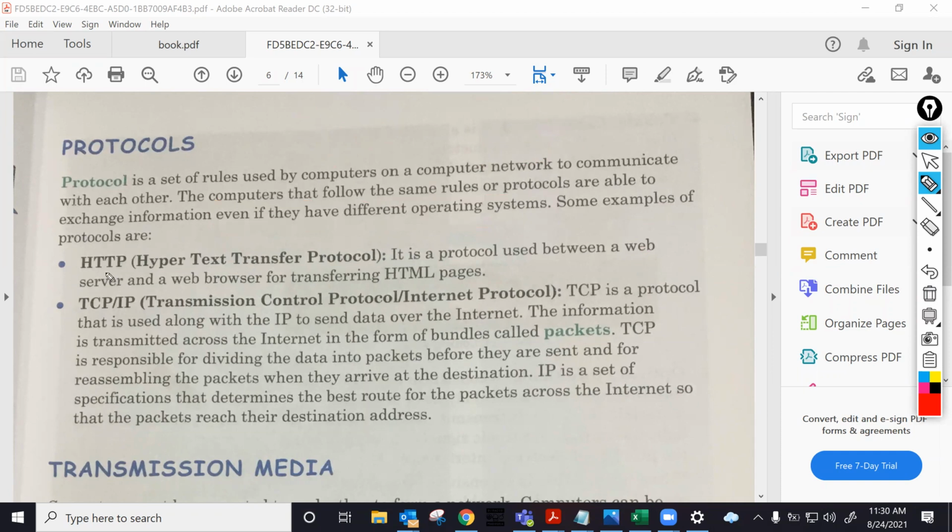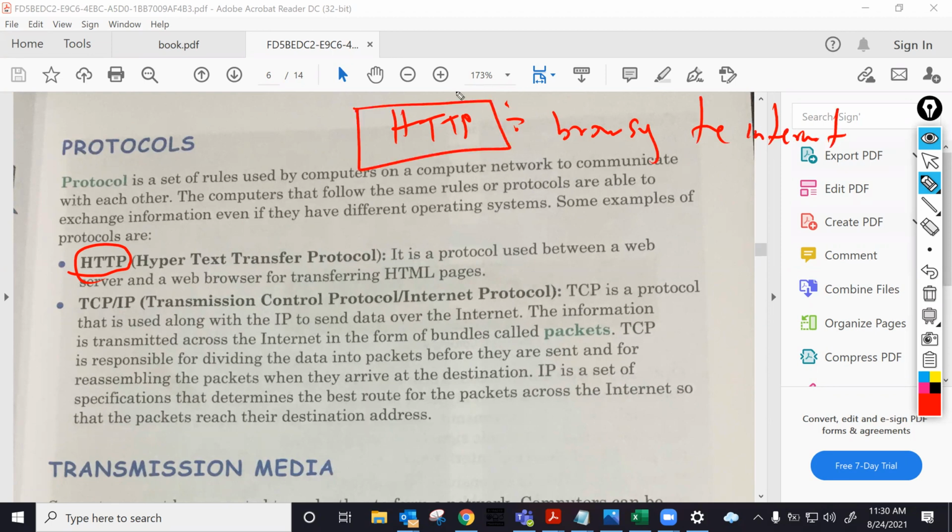So HTTP, Hypertext Transfer Protocol. That is what we normally use to browse the internet. When you browse the internet, we automatically use HTTP. Nowadays, most of the time we don't use HTTP. We use a new one, HTTPS. That means Hypertext Transfer Protocol, and the S means Secure Socket Layer.